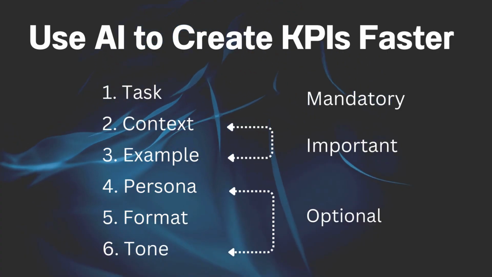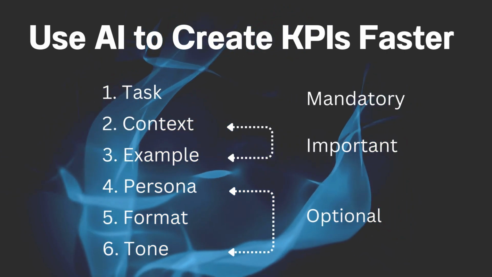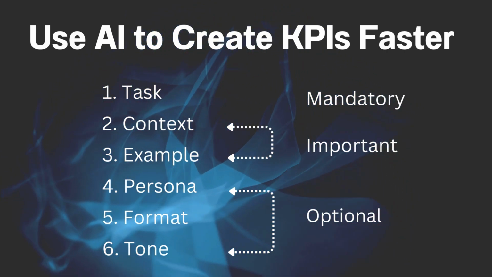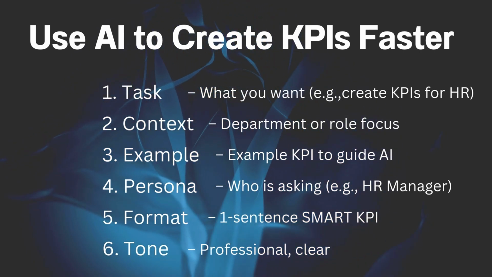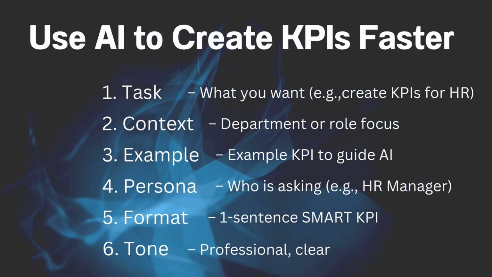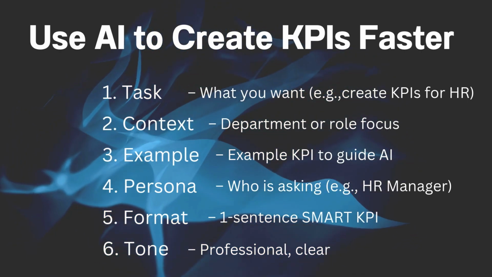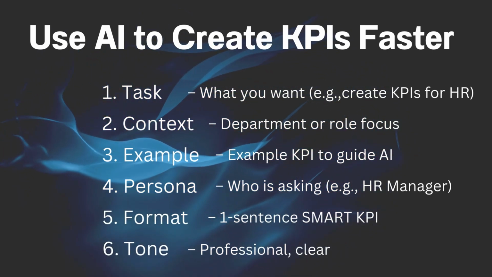AI can make the process of creating KPIs much faster and easier if you provide the right inputs. There are 6 elements to keep in mind. Let's break it down further. Clearly define the task, provide the right context, share a guiding example, specify the requester's role, ask for a SMART KPI format, and request a professional tone. This approach ensures AI delivers precise and actionable KPI suggestions.